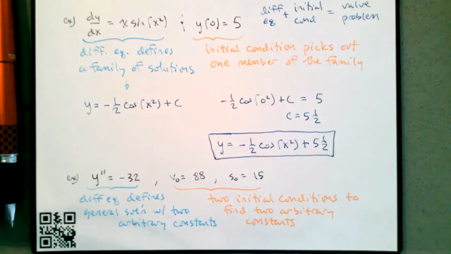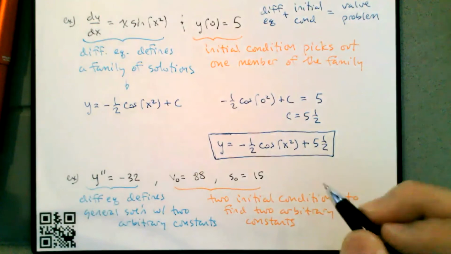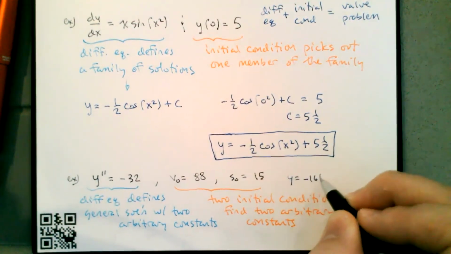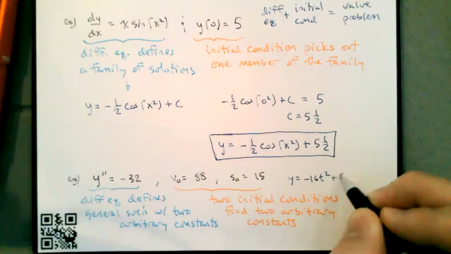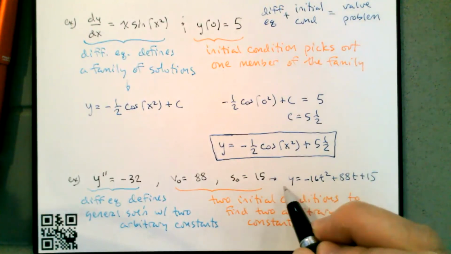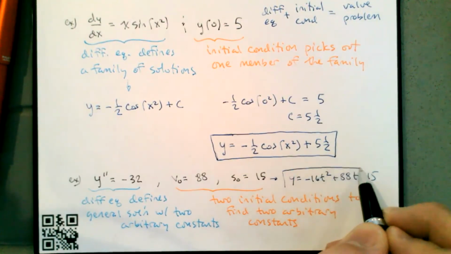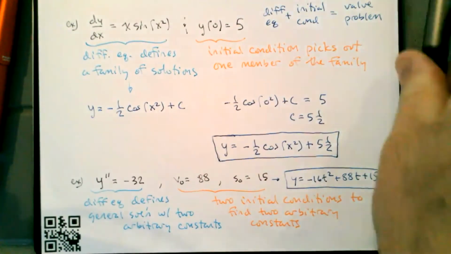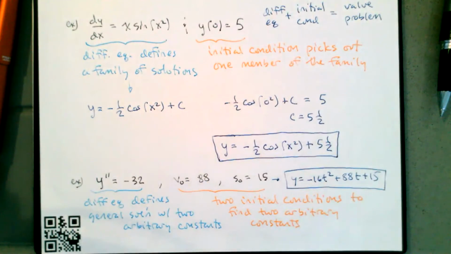We like this one because it's easy to solve, because we know where v naught and s naught go. This will just tell us that y is equal to negative 16t squared plus 88t plus 15. So where before the differential equation gave us the function with the two arbitrary constants v naught and s naught, here we have initial conditions so we can find a particular parabola.